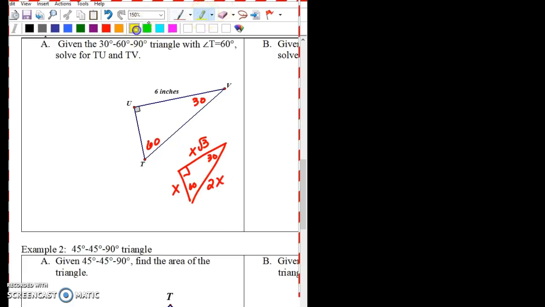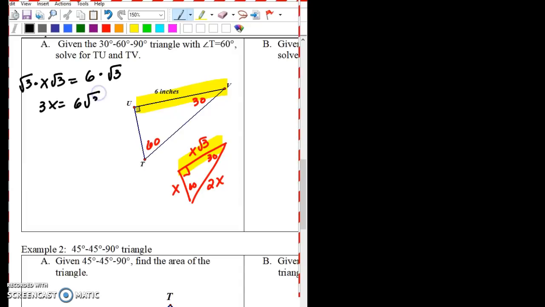So if you notice, UV corresponds to x square root of 3. So to solve for x, I just have to do x square root of 3 equals 6. I could divide both sides by the square root of 3, but it gets kind of tricky because that gives me a radical at the bottom. So in order to make this simpler, I'm going to multiply both sides by the square root of 3. Well, I know that the square root of 3 times the square root of 3 is square root of 9, and the square root of 9 is 3. So this just leaves me here with 3x.